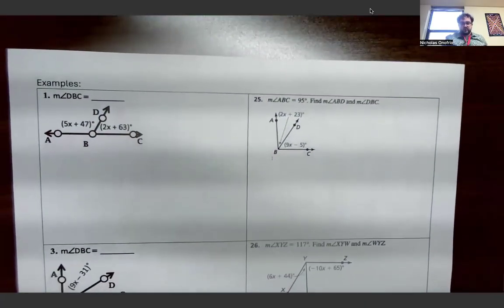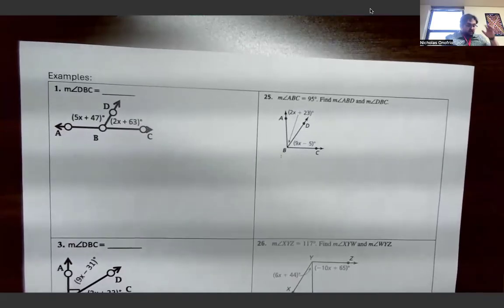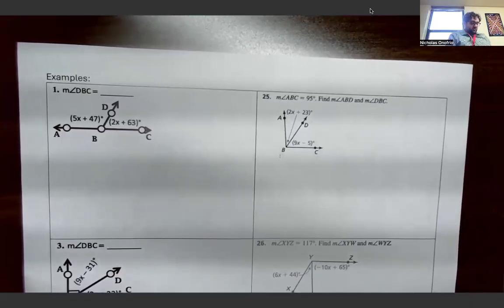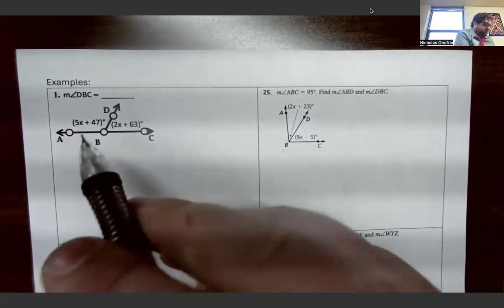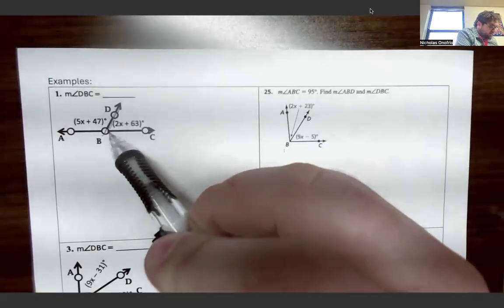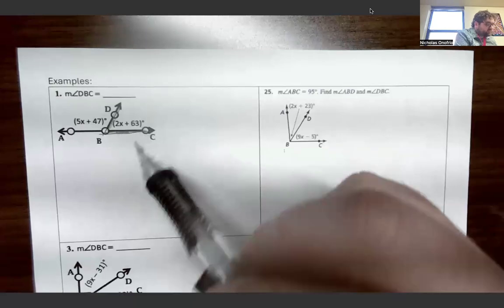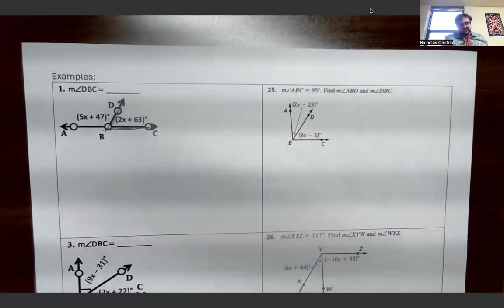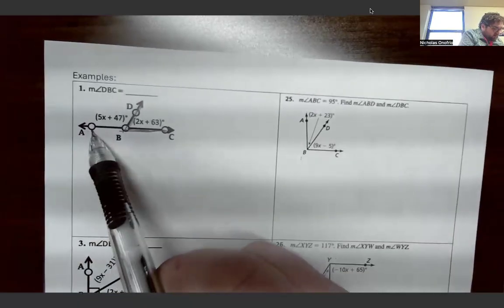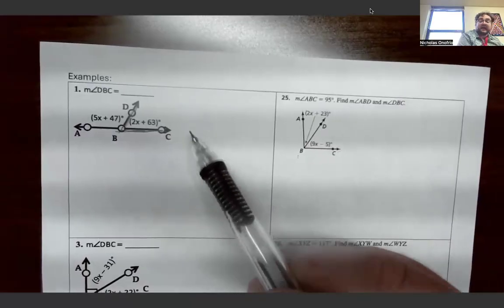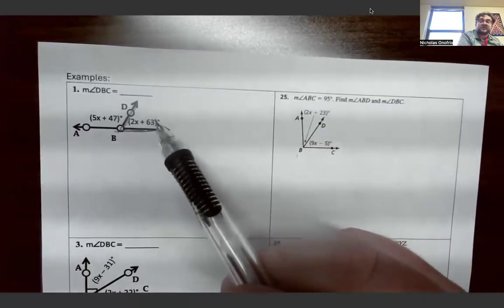We are going to start with the example labeled number 1 in the top left corner. In problem number 1, here's what we are given. We need to find the measure of angle DBC. Now, it gives us a diagram, but it doesn't really give us anything else. So the first thing we need to do is decide what type of angles we have. I notice that we've got a nice straight line down the middle and that my angles are adjacent to each other. They're next to each other.